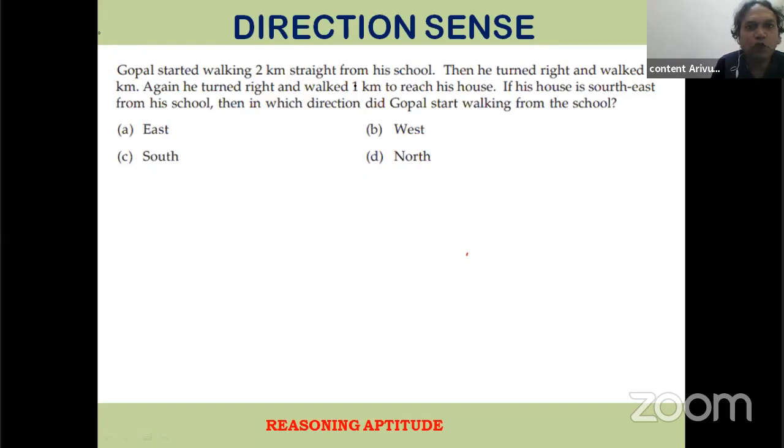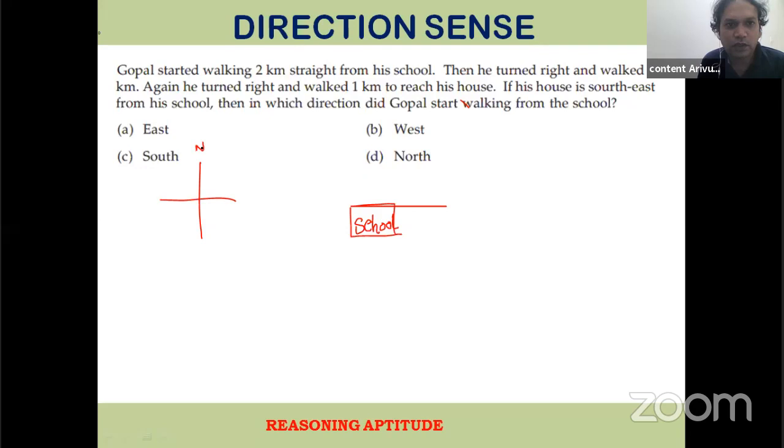So Gopal started walking 2 kilometers straight from his school, and he turned right and walked 1 kilometer. Again, he turned right and walked 1 kilometer to reach his house. If his house is southeast from his school, so this is his school. And if you look at the directions here, north, south, east, west, this is what is called southeast. Okay, so his house is somewhere on this line.